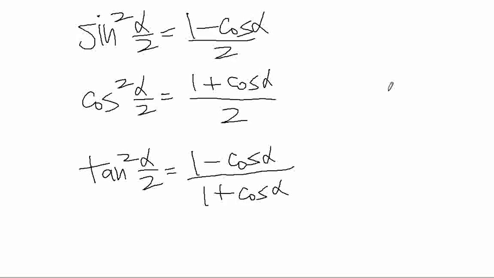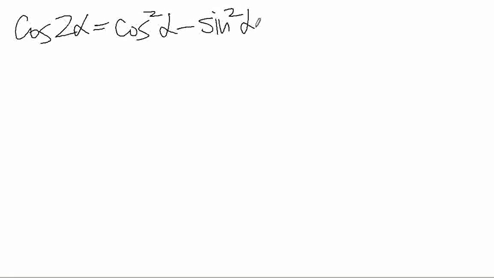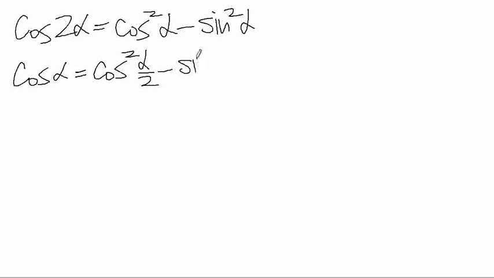Now, to derive these three identities, I'm going to start with the following trigonometric double angle identity. The cosine of 2 alpha is equal to the cosine squared of alpha minus the sine squared of alpha. Now, the identity is still true if I replace alpha everywhere with alpha divided by 2. If I do that and simplify, I will get the following. Okay, so I basically just cut all the angle measures in half.